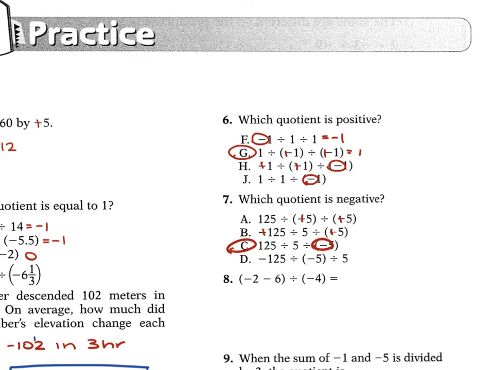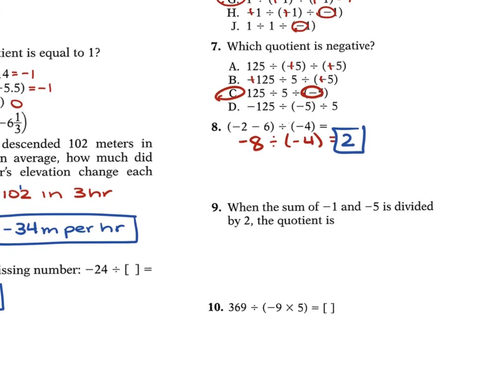For 8, we have -2 minus 6, which is -8, divided by -4. A negative divided by a negative is a positive. 8 divided by 4 is 2. 9 says, when the sum of -1 and -5 is divided by 2, the quotient is. Well, in order to write this, you'd have -1 plus -5 divided by 2. So -1 plus -5 is -6, divided by 2 gives us -3.